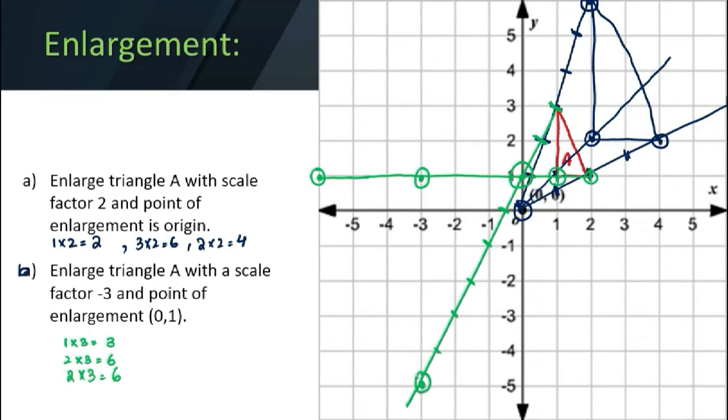Here we have the image. Now when we join these 3 vertices, this is our enlarged figure. And the scale factor is -3. So if the scale factor is positive, then we will have an object and image on the same side of the point of enlargement. And when the scale factor is negative, then we will have object and image on the opposite sides of the point of enlargement. So I hope this is clear, the positive factor and the negative factor.